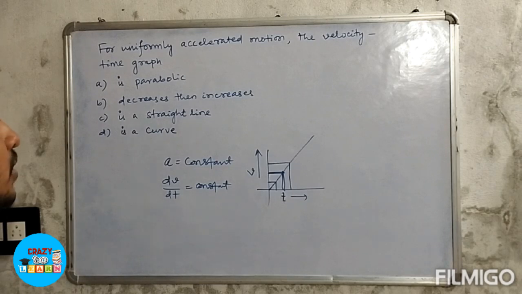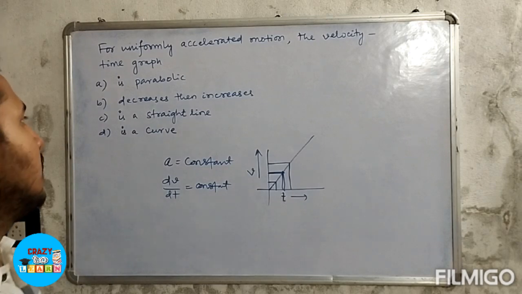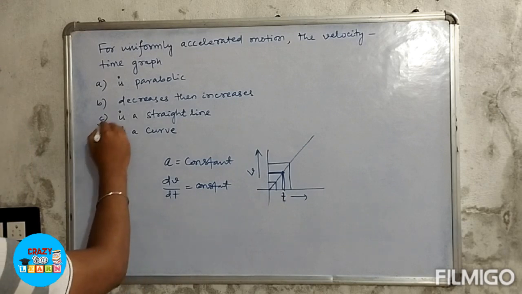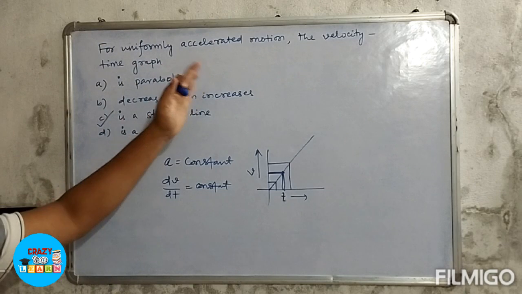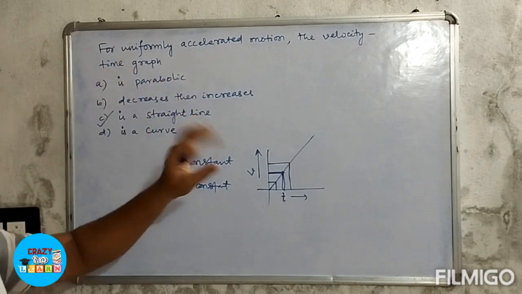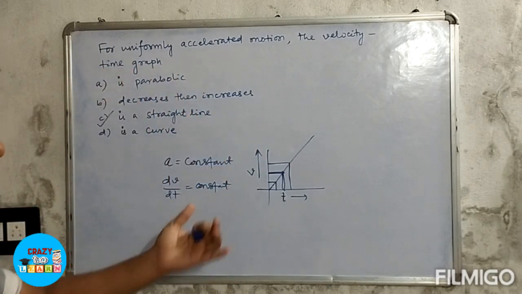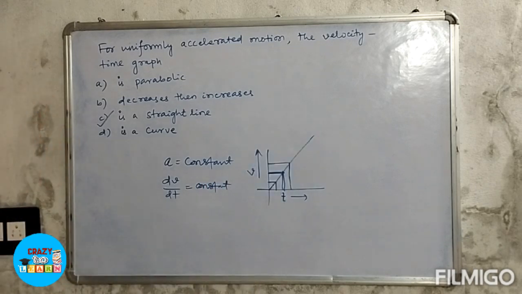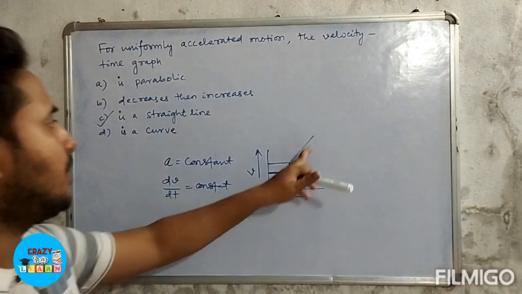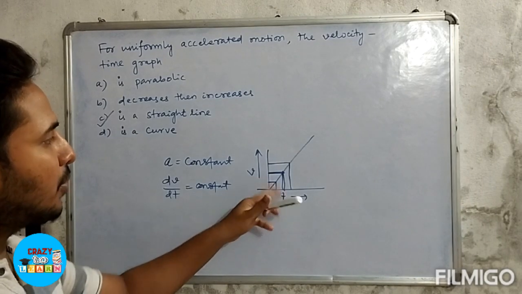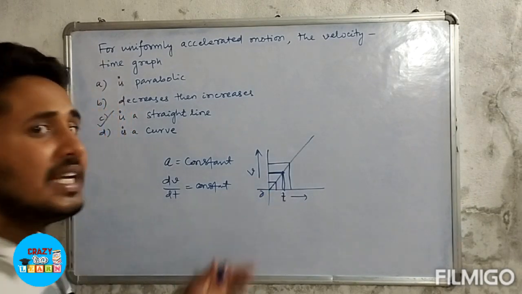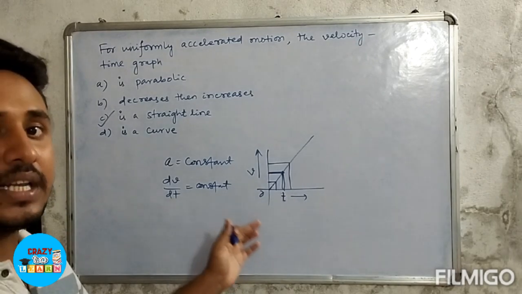So what is the answer? J, straight line. Uniformly accelerated means acceleration is constant, so the rate of change of velocity with time is also constant. So we will get a straight line. When the acceleration is constant, this type of graph, a straight line, I am drawing here starting from origin. That means the initial velocity is starting from 0.